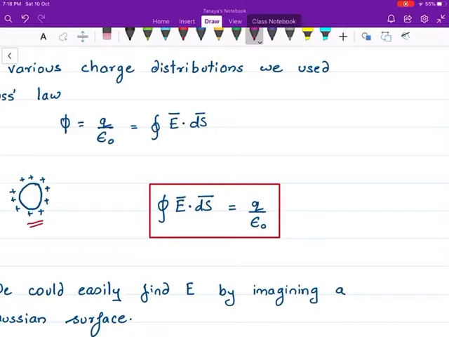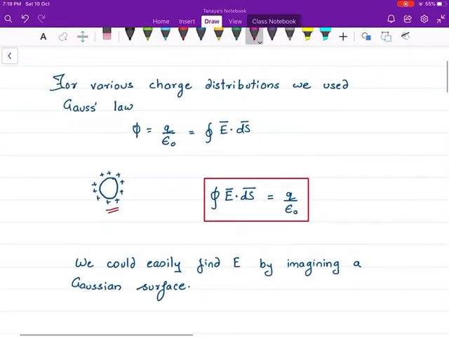While applying the Gauss law, we used to consider a Gaussian surface. We used a closed Gaussian surface and then we found out the electric field intensity at small areas over that surface, and then we integrated over the whole surface, and thus we found E dot ds, is it not? And that was equal to q, where q was the charge enclosed by the Gaussian surface, upon epsilon naught, where epsilon naught is the permittivity of free space.